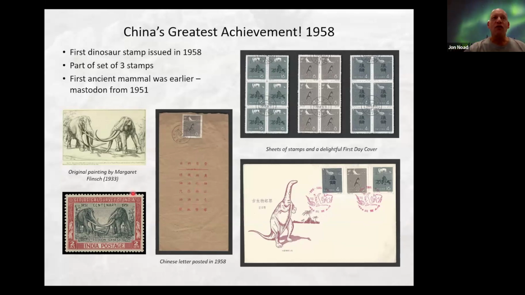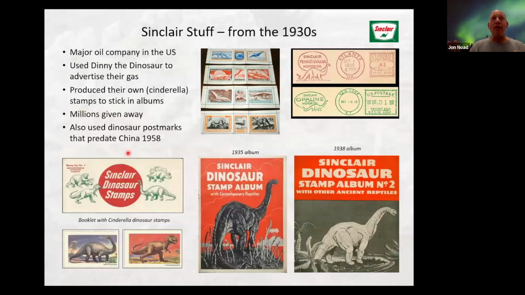Interestingly, the first fossil mammal predates the first dinosaur. It goes back to 1951, and that's from India, and it's based on an original painting by Margaret Flint shown up there. So that's the first stamp, but there were also some postal issues from prior to that.